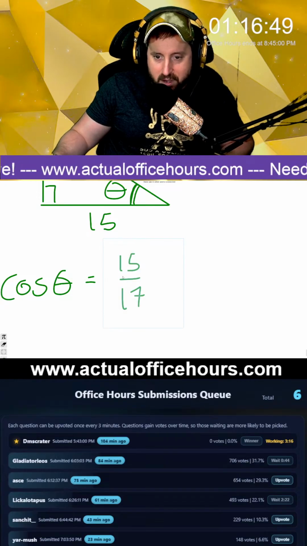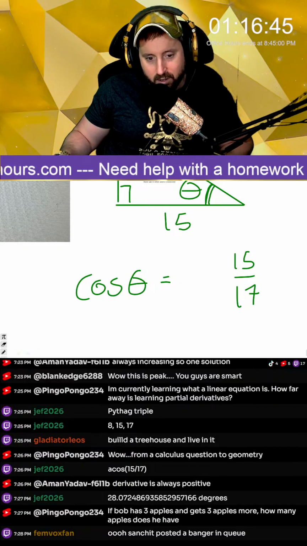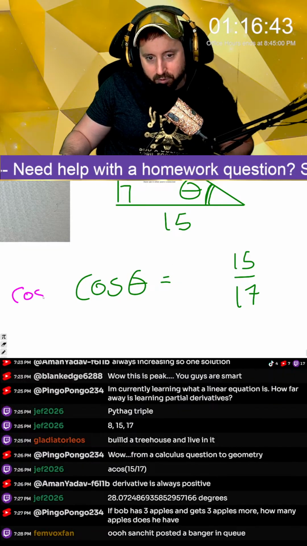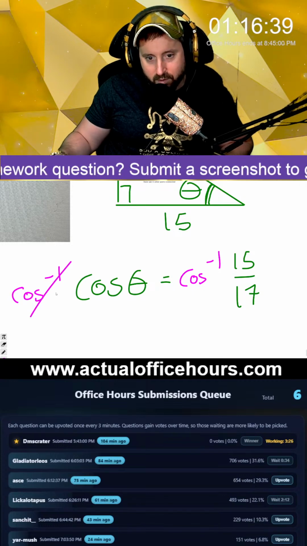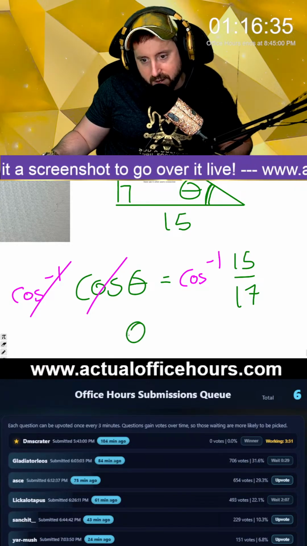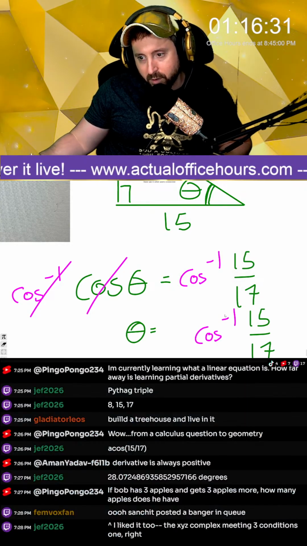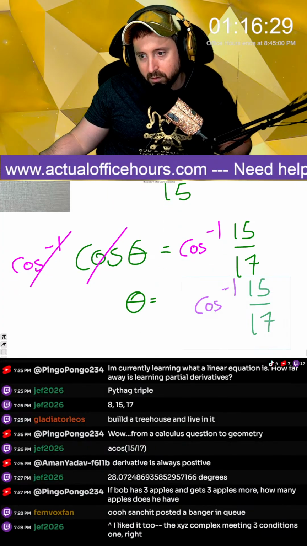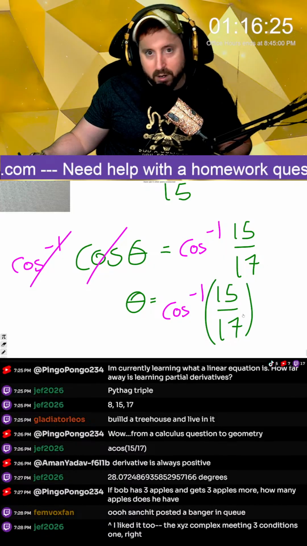there's this thing in math called the arc cosine, which is the inverse function of cosine. And if you apply that to both sides here, then these things cancel. And you're just left with theta is equal to the arc cosine of 15 over 17. Which is something on your calculator.